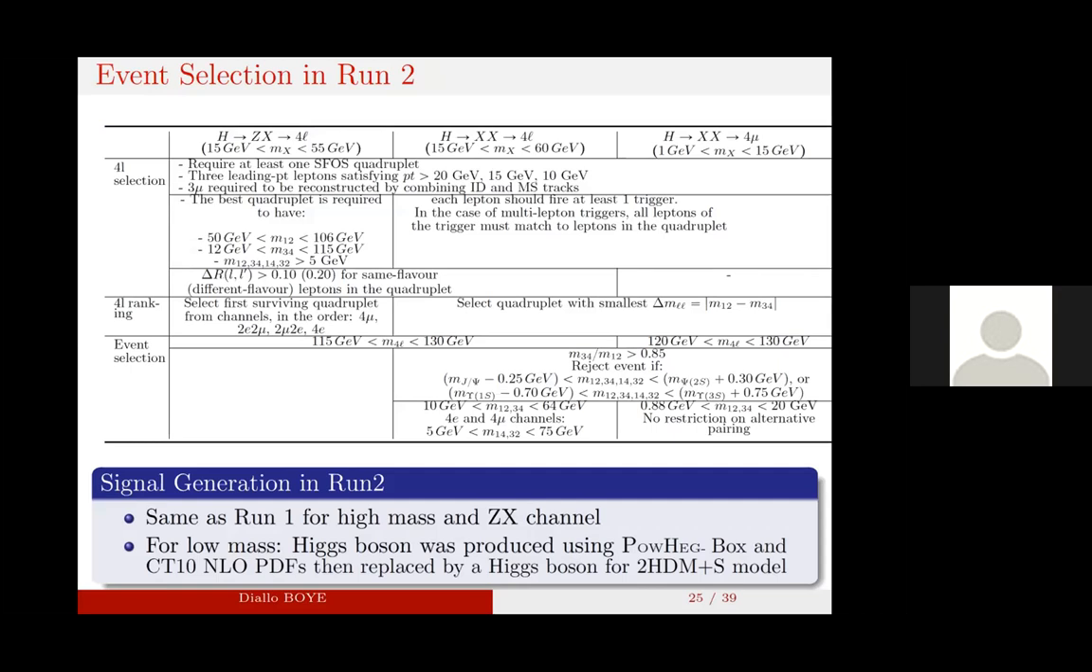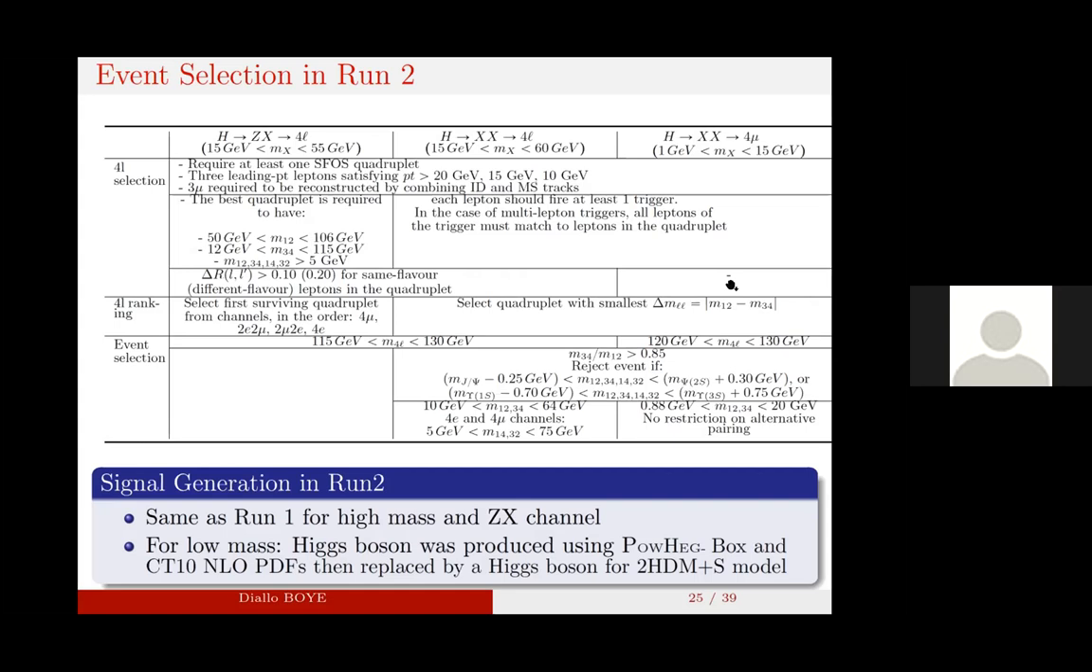And for the event selection, what's new here is that the delta R is not applied for the low mass channel. It is applied for ZX and high mass, but not for the low mass channel. It's because in the low mass channel, the leptons are very boosted. So if you want to separate them with a delta R cut, you will lose a lot of efficiency and cut a lot of statistics. So that's why it's not applied in the low mass channel.